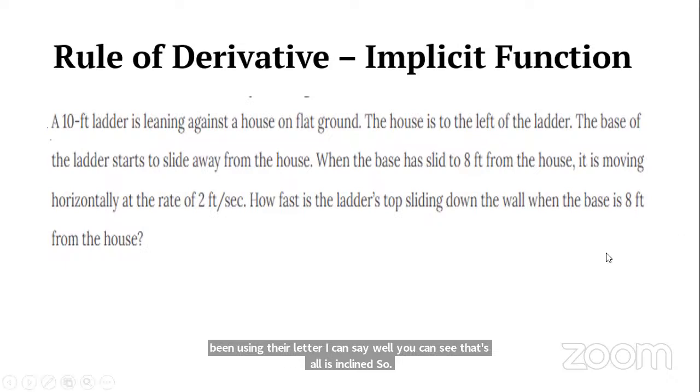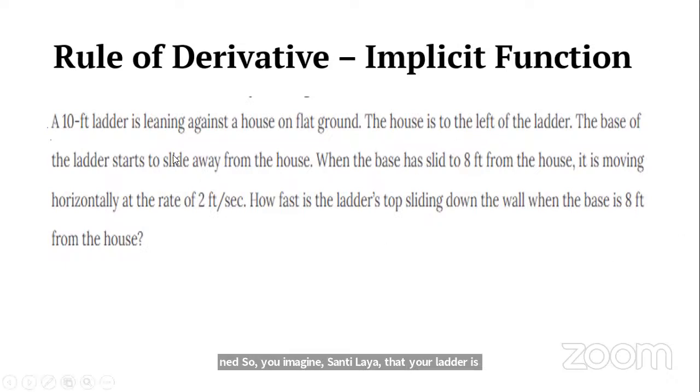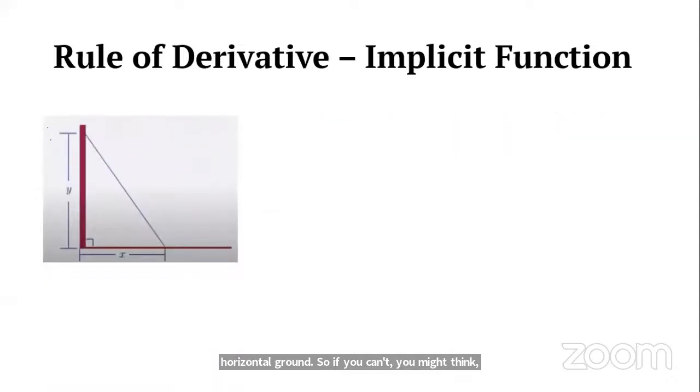And now they are telling you that you have horizontal ground. So you just imagine the ground to be horizontal with the ladder. So you have something like a right angle triangle, something like this. Are we okay? You have something like a right angle triangle.